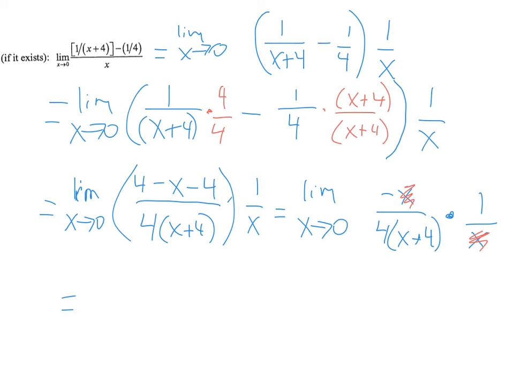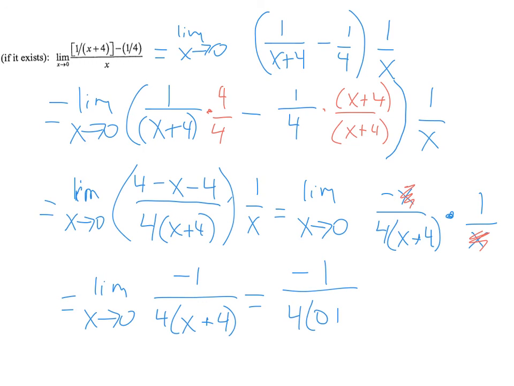But now if I rewrite the simplified version, I have the limit as x approaches 0 of, and the numerator is negative 1, and in the denominator I have 4 times x plus 4. And now there's absolutely no issue with plugging that 0 in. So for my next part, I don't need to write the limit anymore because now I can actually plug in the 0. So 0 plus 4. And if I simplify that, I get negative 1/16.